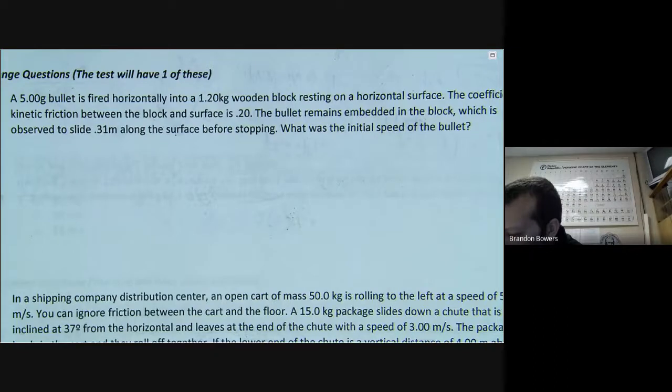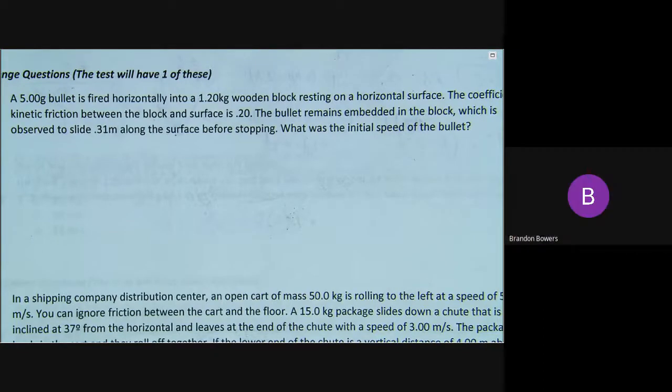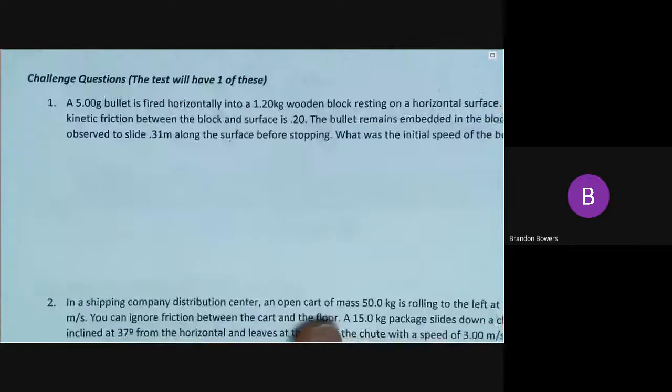All right. The bullet remains embedded in the block, which is observed to slide 0.31 meters along the surface before stopping. What was the initial speed of the bullet? Okay, this is a long one.